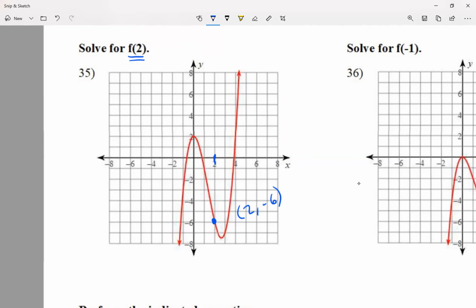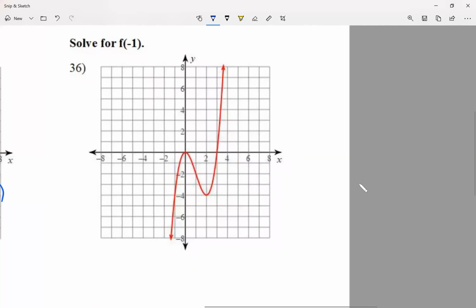When I ask you for f of 2 and I give you a graph, I want to know basically what's the y value when x equals 2. So that's why I found a point. X is 2, right? So I want to know what's the y value. In this case, I'm going to say negative 6.